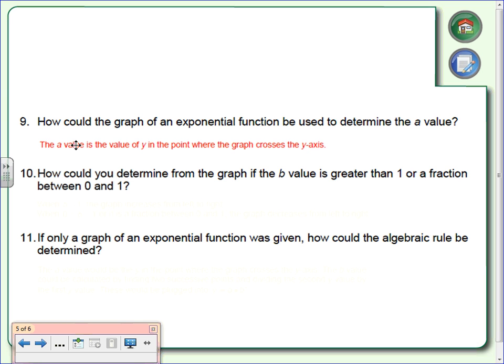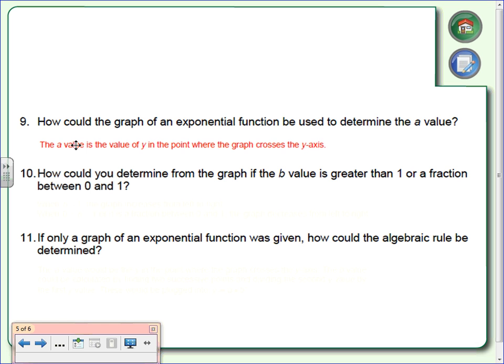All right, so the A value, not only can you find that next to 0 in the table, but you can also find it right on the y-axis. The value of A is the y value in the point where the graph crosses the y-axis.